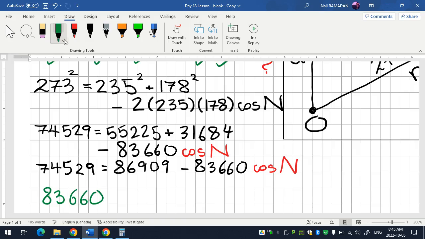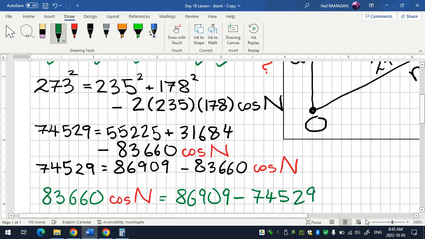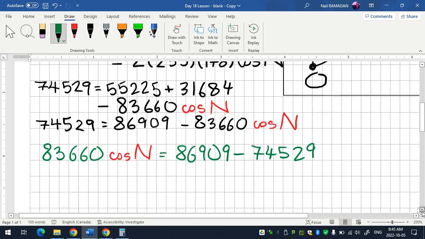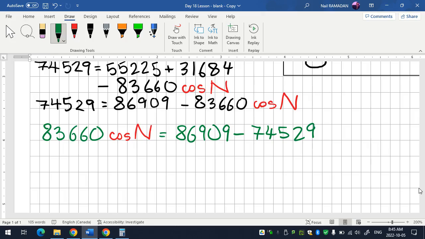83660 cosine n equals what? Oh, 86909 subtract 74529. Okay. I guess the rest is just standard. So this stays the same.